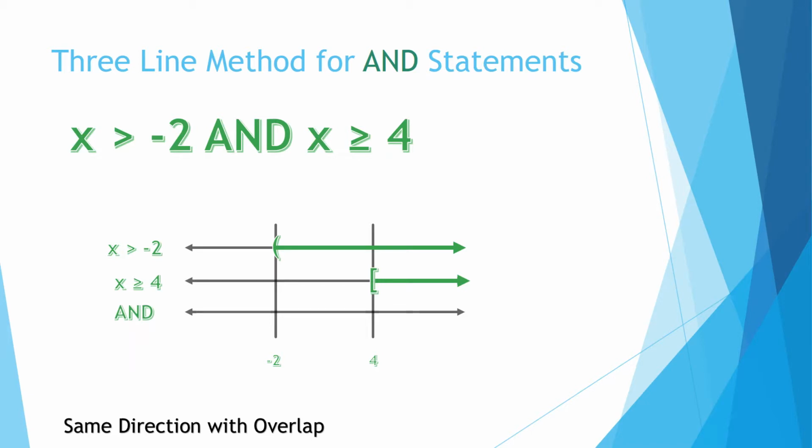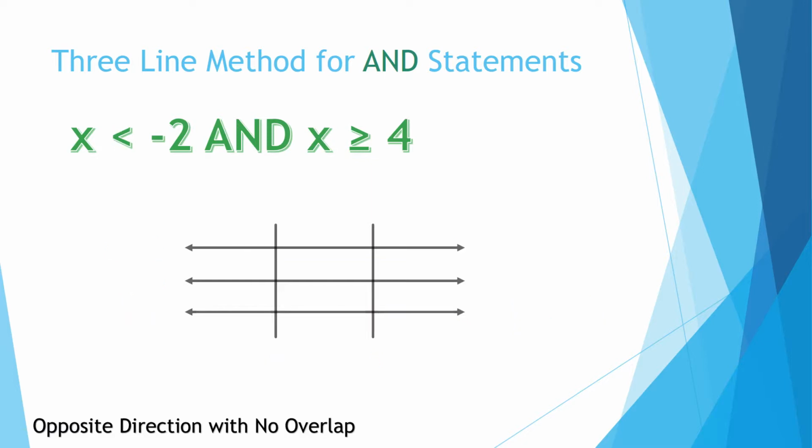Notice that the second line is a subset of the first line. So in this case, every point on the second line is in the first line. But notice that not every point in the first line is in the second line. So we're only going to include the subset, which is the second line. Okay, so again, that's the same direction with an overlap with an AND statement. We take the subset.